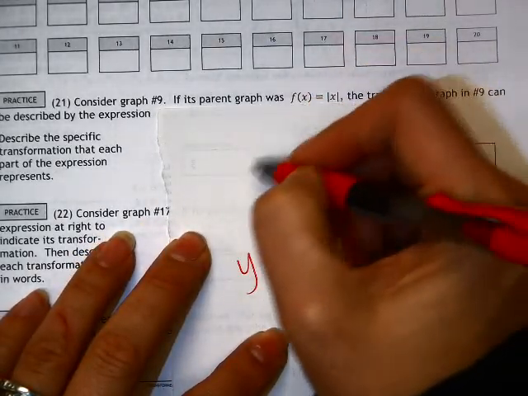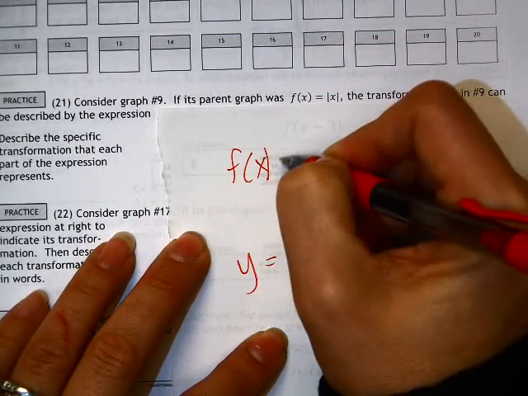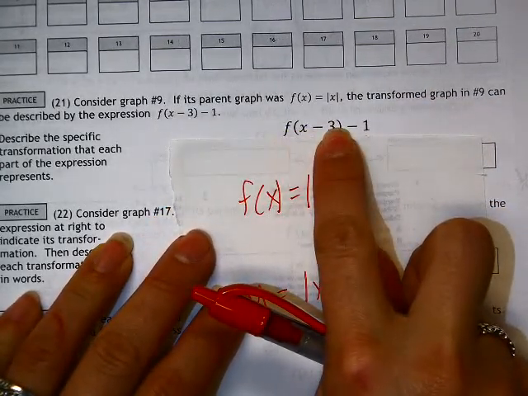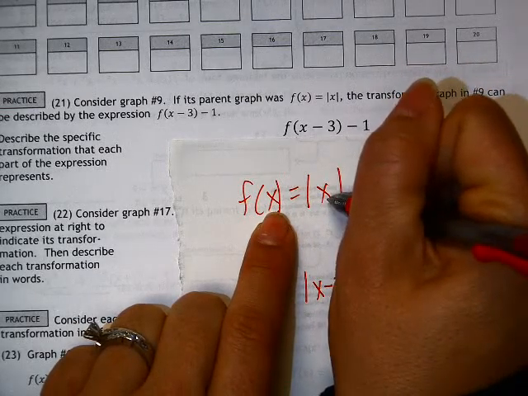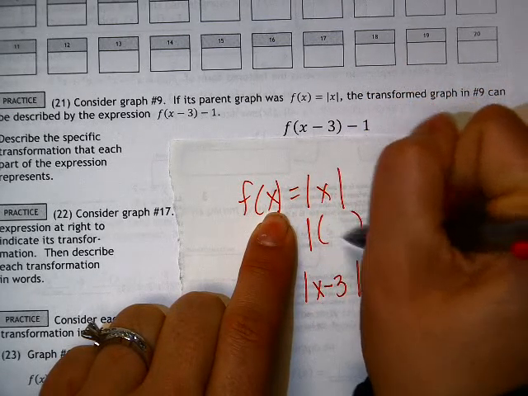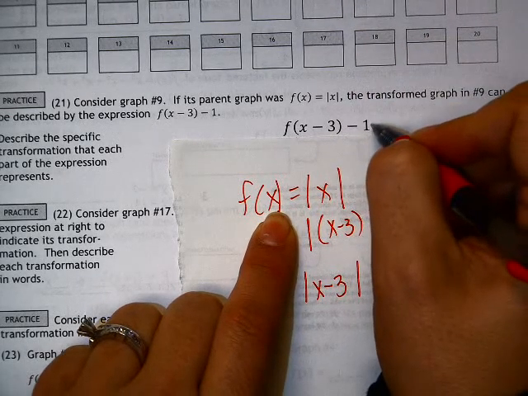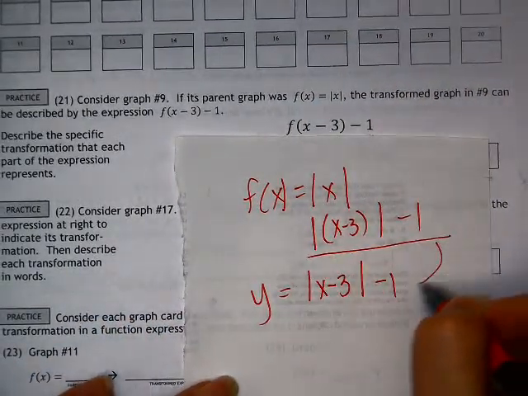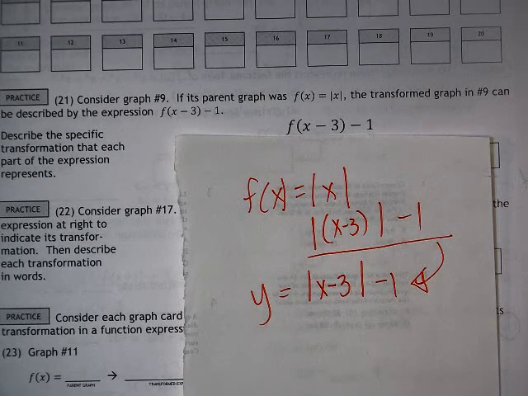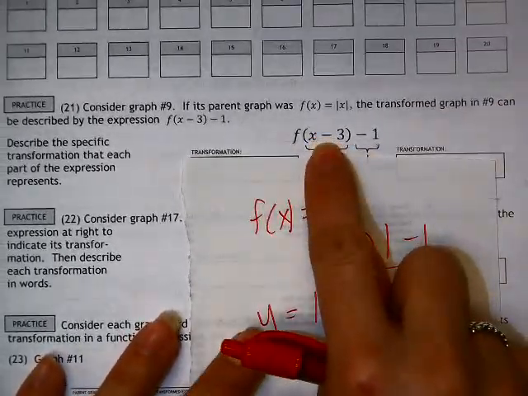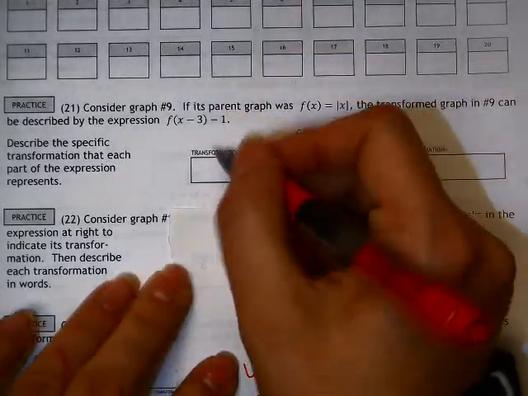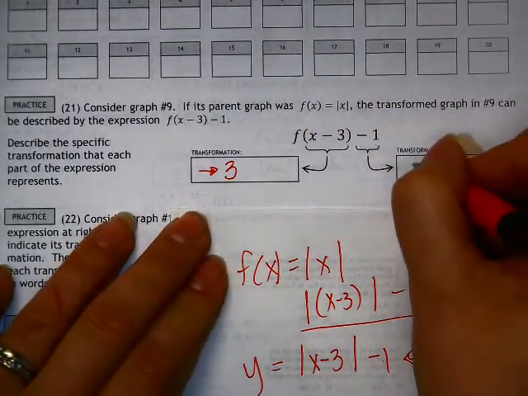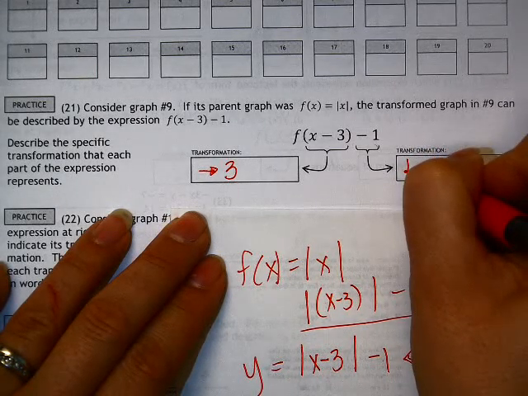So if this is the parent graph, f of x was equal to x, and I state this, what it means is where you normally saw an x, you're going to put in an x minus 3, and then you're just going to subtract a 1 to the whole thing there. So you see that that gives me what it is that I'm looking for? So when you look at this, what this is telling you is actually to move it to the right 3 and move it down 1.